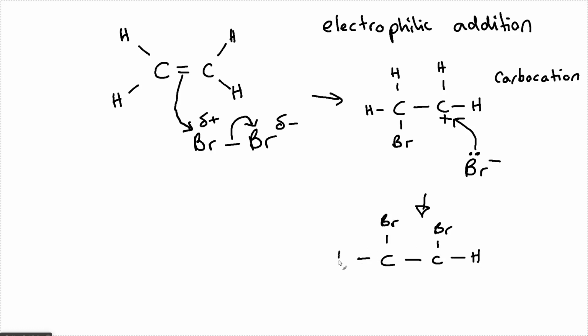Well, we're going to get this molecule here, which would be 1,2-dibromoethane. And there we go. So what we've got here is an electrophilic addition reaction mechanism, which demonstrates how a bromine molecule here adds on to an ethene molecule, forming 1,2-dibromoethane.